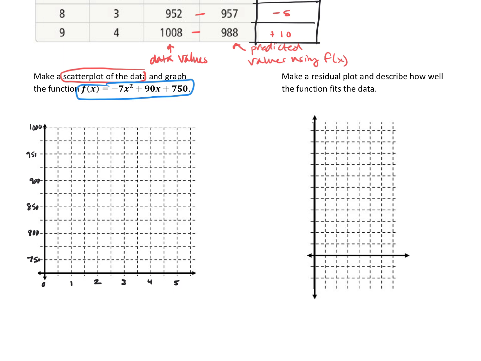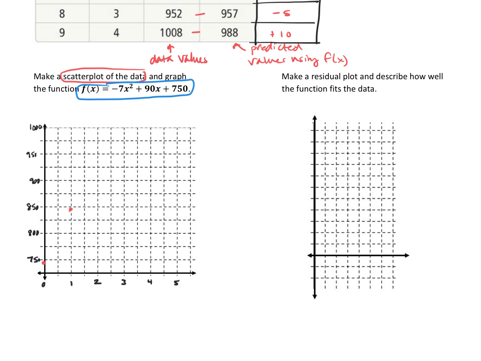The first ordered pair is 0, 745. So I'm going to go 0 up to 745, which is going to be right about there. Our next ordered pair is 1, 846. So over 1, up 846 is about there. It's pretty close to 850.